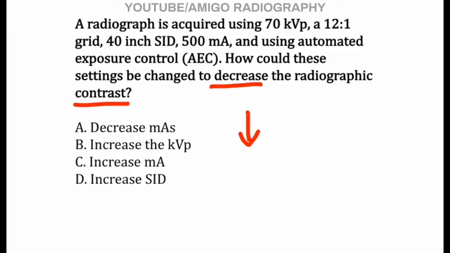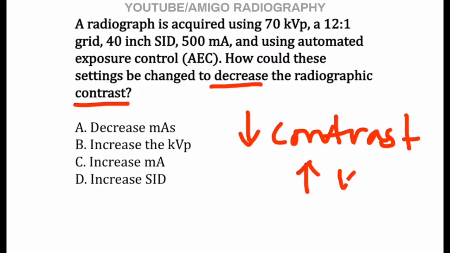In order to decrease our contrast, there's a few things that we can do. First, we could increase our kVp. Another thing that we could do is decrease our grid ratio.